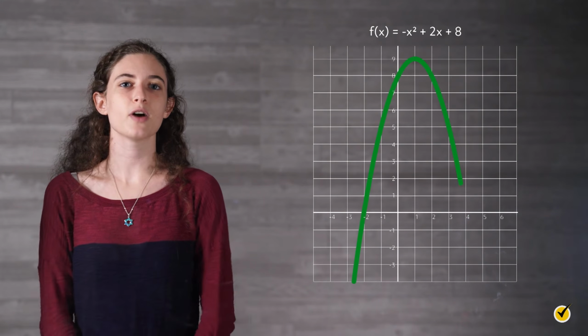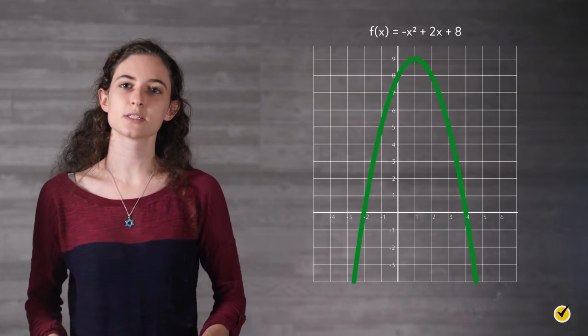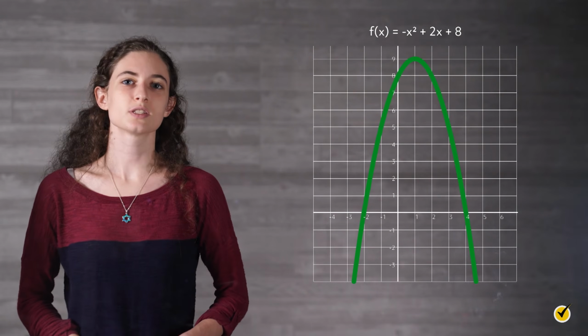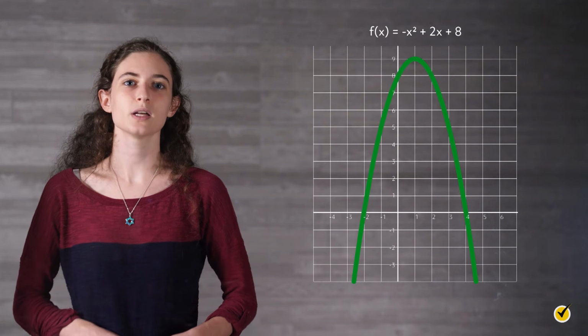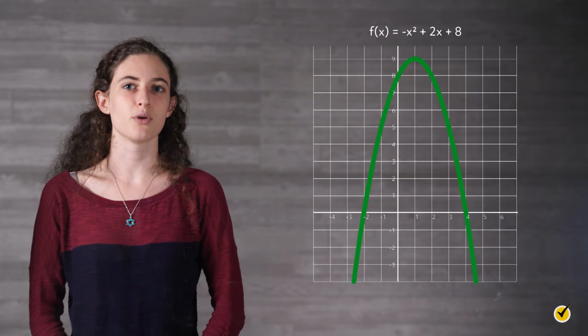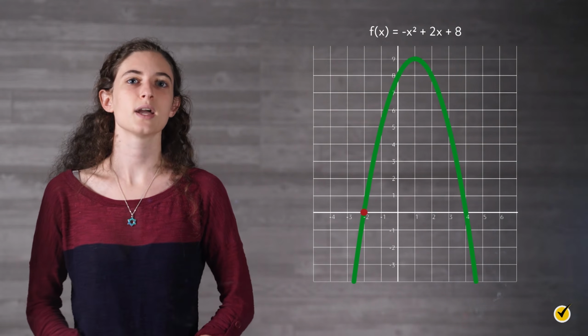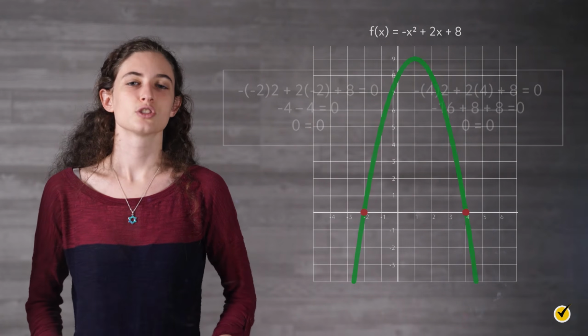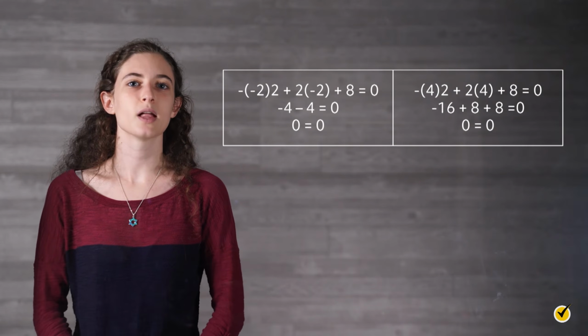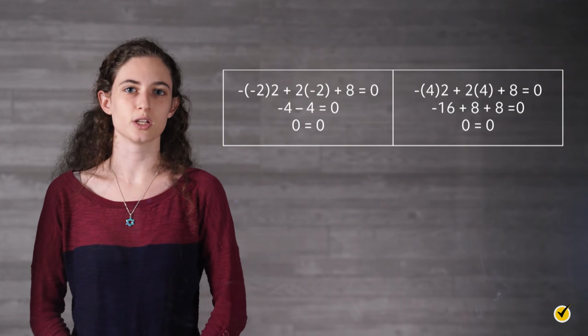The first method we'll look at is graphing. If you have access to a graph or can easily create one using the internet or a graphing calculator, this can be a great method to use. Let's look at an example. Here is the graph of f of x equals negative x squared plus 2x plus 8. The solutions to the equation negative x squared plus 2x plus 8 equals 0 are x equals negative 2 and x equals 4. Solutions can always be verified by plugging them back into the original equation.